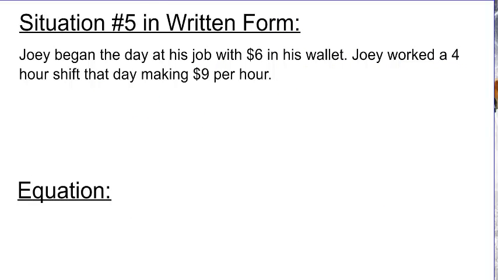Now we're going to look at two situations in story problems, so in written form. In the first situation, Joey began the day at his job with $6 in his wallet. Joey worked a 4-hour shift that day, making $9 per hour. The very first thing you're going to want to do is create a table of values for the situation. Go ahead and create your table as you pause the video, and then hit play when you're ready to compare your table with the one that we've created.